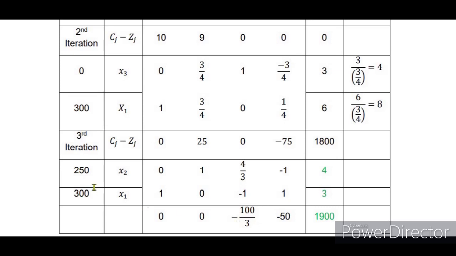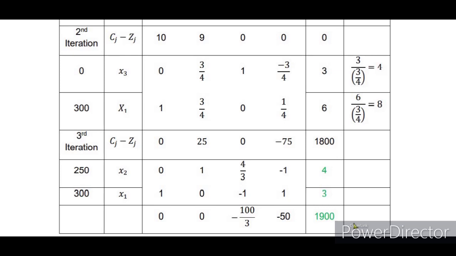Okay, so next, 250 times negative 1 is equal to negative 250. Next, 300 times 1 is equal to 300. So we will now add them. Negative 250 plus positive 300 is positive 50. So the value of the numerical coefficient under this column, the value in the objective function, is 0. So we will now subtract. So 0 minus 50 is negative 50. That's why it is negative 50 here.